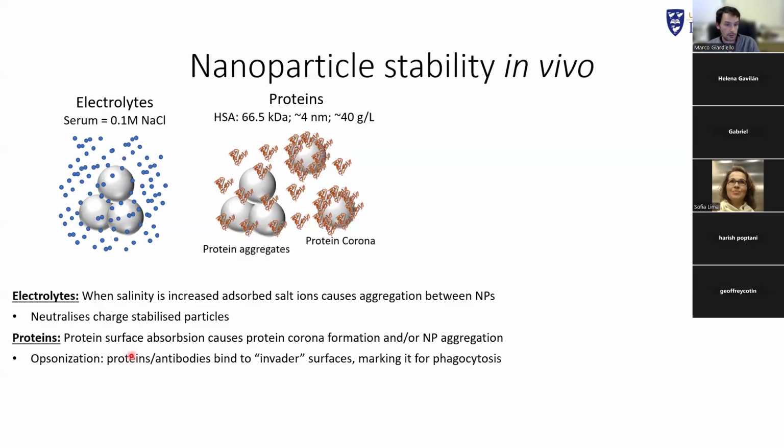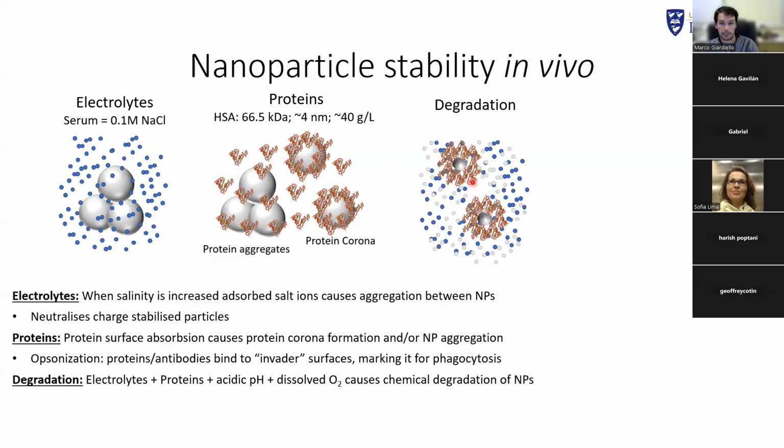This is also the process of your body's natural immune response. It will immediately launch a load of proteins and antibodies to bind to your invader, marking it for phagocytosis. So it's the way it deals with foreign invaders.